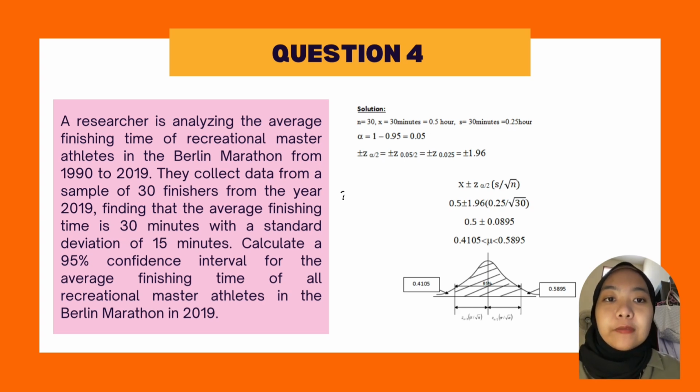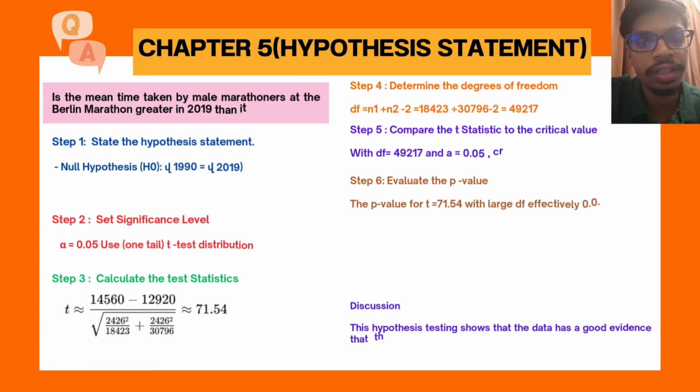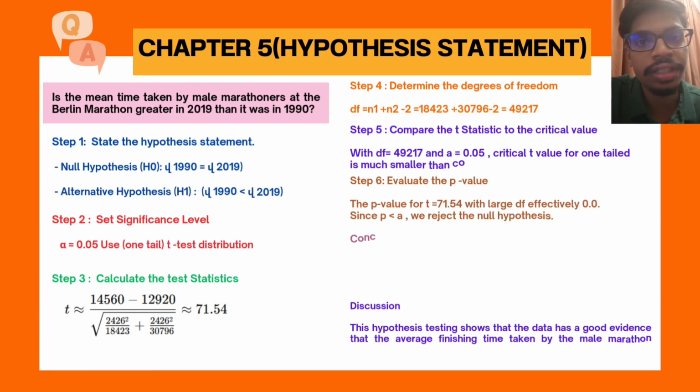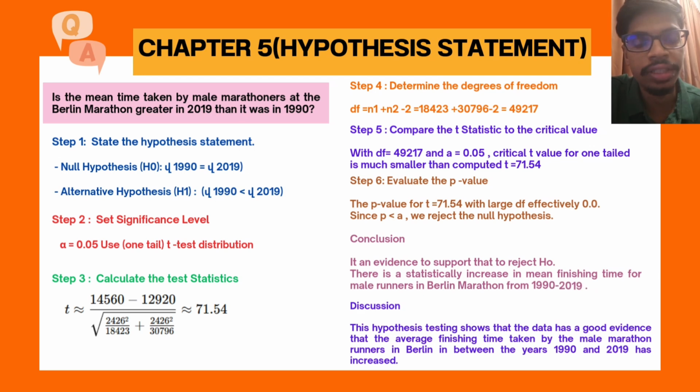to 0.5895 hours. So let's move to the question, which is: is the time taken by the male runners at the Berlin Marathon greater in 2019 than it was in 1990? So the first step is to state the hypothesis statement. So we need to find the null hypothesis, which is H0: the mean in 1990 is equal to the mean in 2019. The alternative hypothesis, which is H1: the mean in 1990 is less than the mean in 2019. The second step is to set the significance level. So we use alpha 0.05, which is one tail for the t-test distribution.